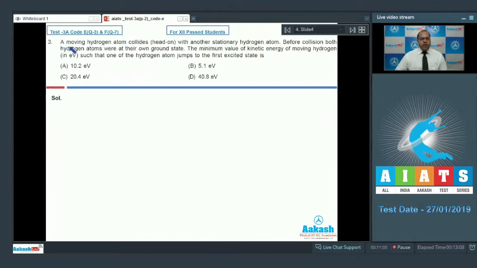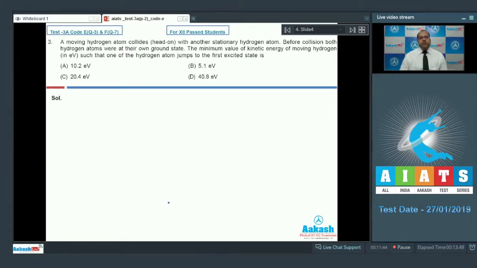In question number 3, a moving hydrogen atom collides head-on with another stationary hydrogen atom. Before collision, both hydrogen atoms were at their own ground state. The minimum value of kinetic energy of moving hydrogen atom in electron volt such that one of the hydrogen atom jumps to first excited state is.